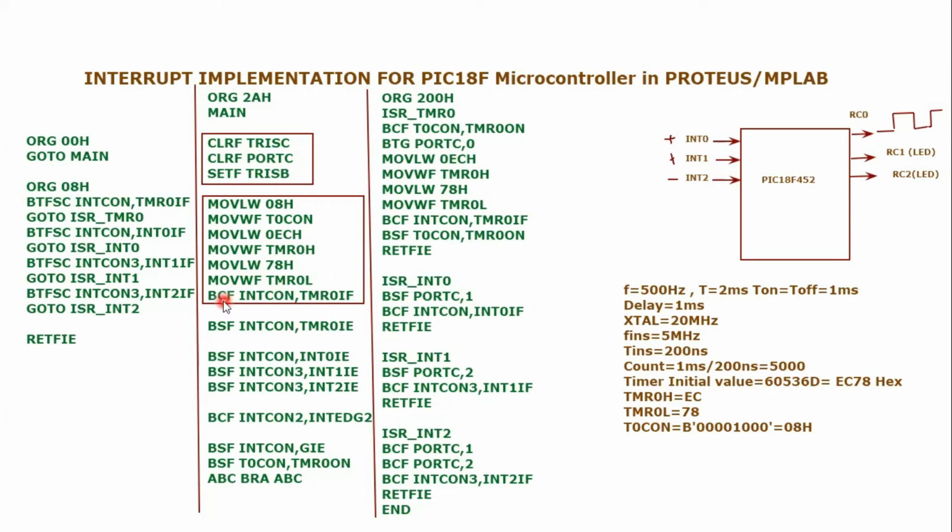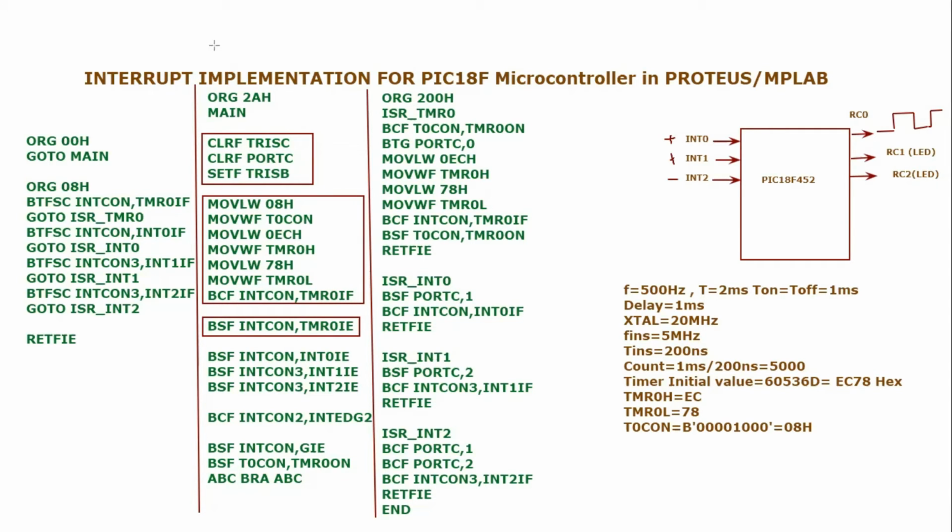And then BCF INTCON, TMR0IF. That means we are clearing the timer 0 interrupt flag, which initially will be 0, so we are making it 0. Then something very important from the interrupt point of view: we are enabling the individual enable of timer 0, BSF INTCON, TMR0IE.